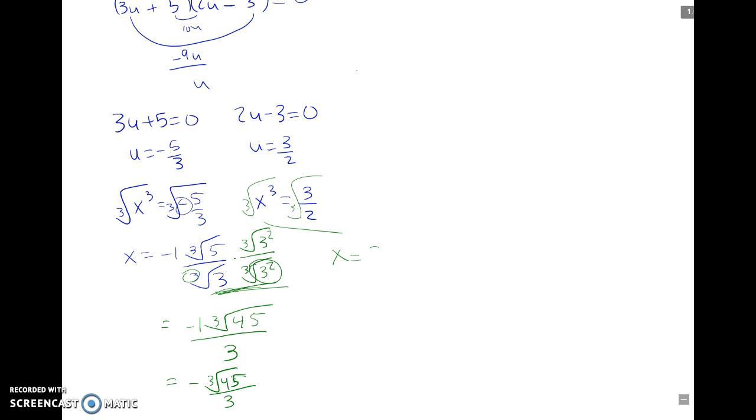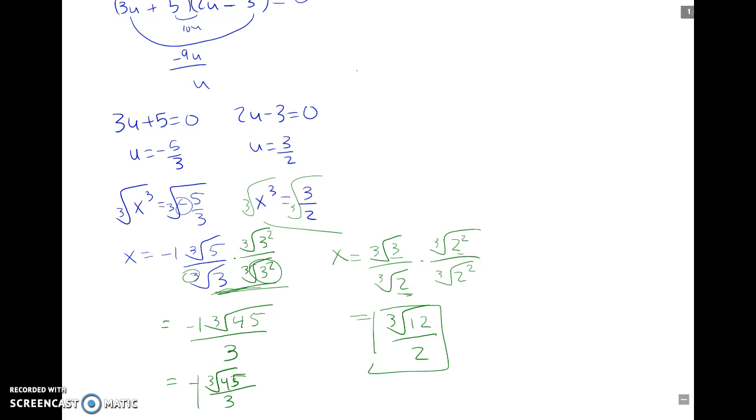I have x equals the cube root of 3 over the cube root of 2. So again, I have to multiply by what I'm missing. I need 3 2's under here, and I only have 1. So I'm going to multiply by the cube root of 2 squared over the cube root of 2 squared. So that gives me 3 times 2 times 2, so that's 3 times 4, which is the cube root of 12 all over 2.